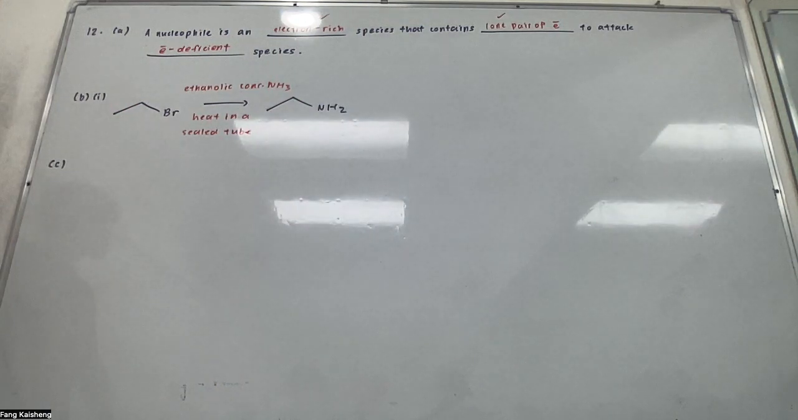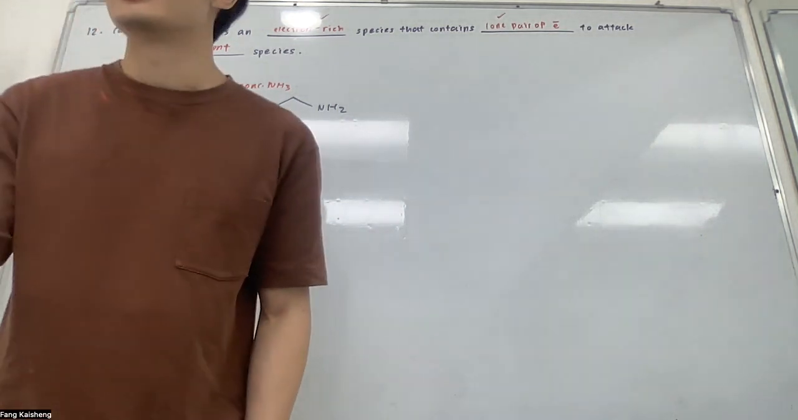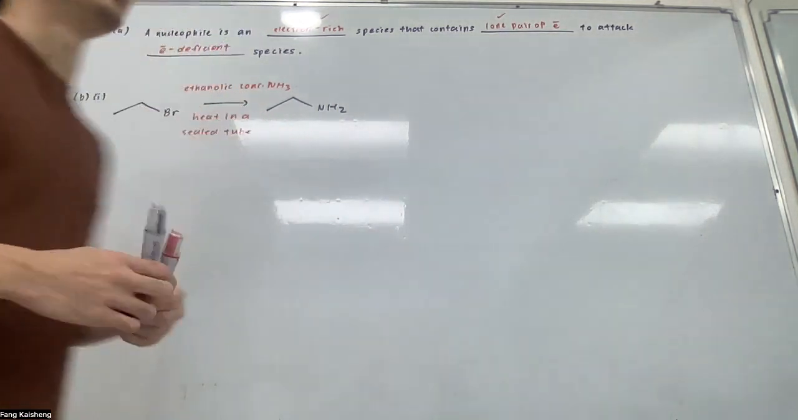Okay, it should be SN. What do you say is SN2? Yes, okay, it's a primary halogenoalkane. That's an SN2 reaction. Okay, so that's the answer for this question.